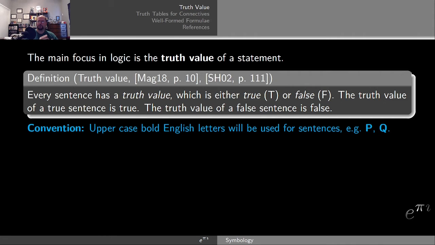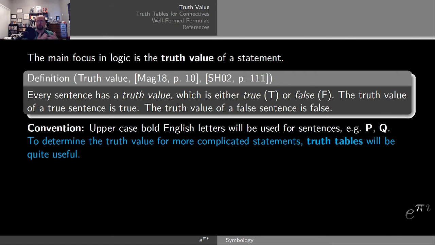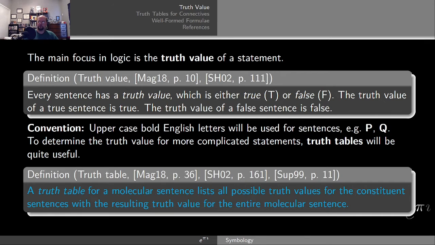And that convention is, we're going to use uppercase bold English letters to represent our sentences. For example, P or Q. P here stands for proposition, and Q is the letter that follows P in the English alphabet. Mathematicians are not that original when it comes to naming variables. Now, to determine the truth value of more complicated statements, truth tables will become quite useful, which we'll define here. A truth table for a molecular sentence lists off all possible truth values for the constituent sentences alongside the resulting truth value for the entire molecular sentence.